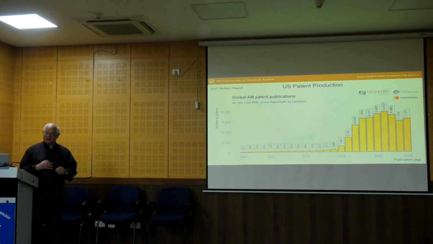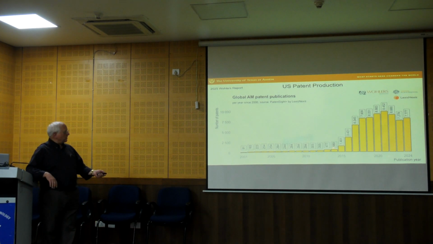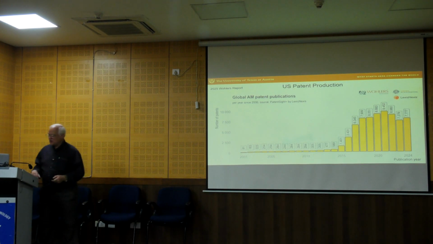This shows the patent production. Again, you see there was an explosion in patent production in additive manufacturing starting about 2015. I'm not sure what the source of that increase is. And again, we see there was a slight drop here. I think we can credit COVID for that in 2020, 2021, 2022. I'm predicting that this will start increasing again in the future.